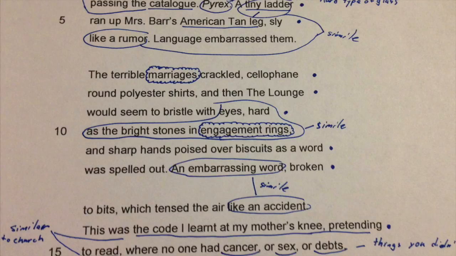Then we see the last line of the stanza, line 12, an embarrassing word, and then the last three words of line 13 in the third stanza. So, an embarrassing word like an accident. We can see that it's actually a simile: they describe the embarrassing word broke into bits, which is tense in the air like an accident.